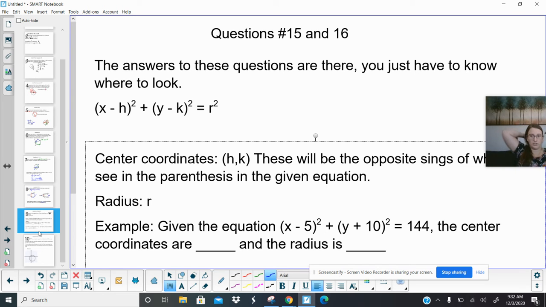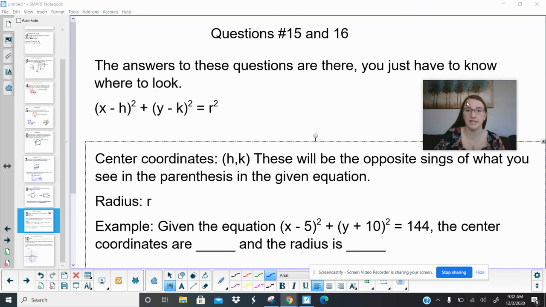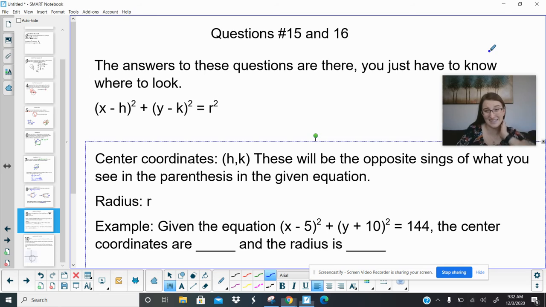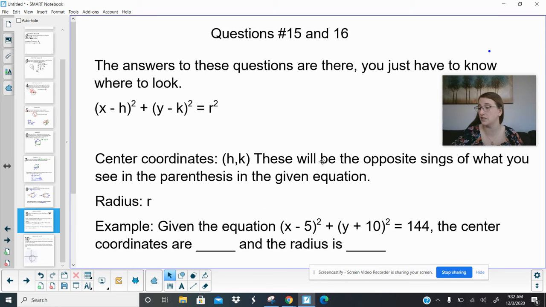Okay, we're to the last chunk of questions finally. So 15 and 16. So for these questions, guys, these ones were really easy. I know we didn't have a ton of practice with it. If we were in person, we'd be able to practice it a lot together, and I could confirm and go, yep, that's the right answer. Yep, that's the right answer. Because the answers are there. You just got to do a couple little things. So the questions look like this.